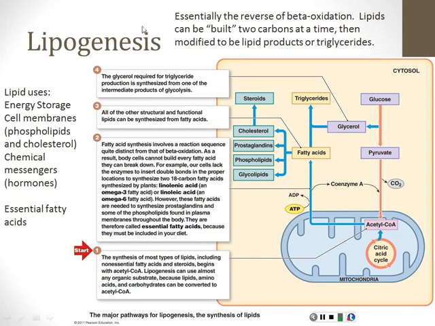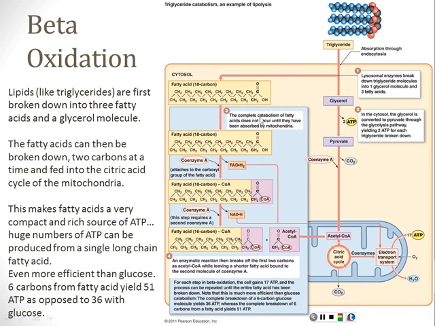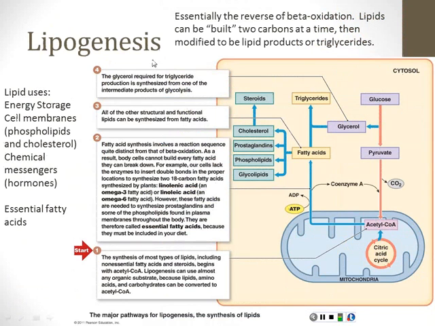But essentially, lipids are made in the reverse of beta oxidation. In beta oxidation, we clip 2 carbons off at a time. In lipogenesis, we add 2 carbons at a time. So essentially, we reverse that process, and our chain of fatty acids, or our chain of carbons, gets longer and longer until it reaches the length that we need it to be. So that happens right here. These acetyl-CoAs, which are 2 carbon fragments, are added together 2 at a time to make fatty acids.